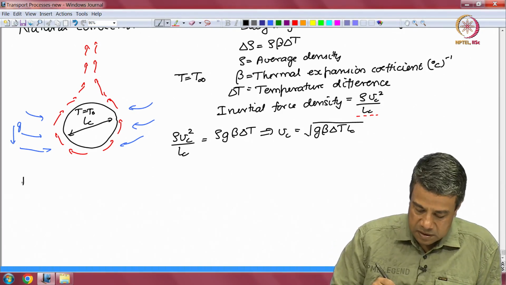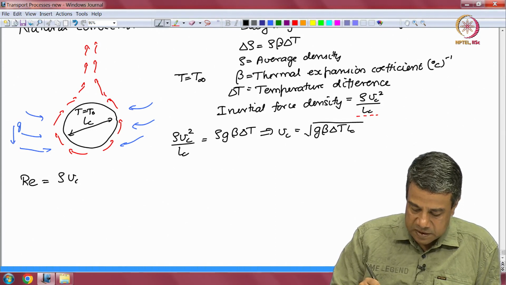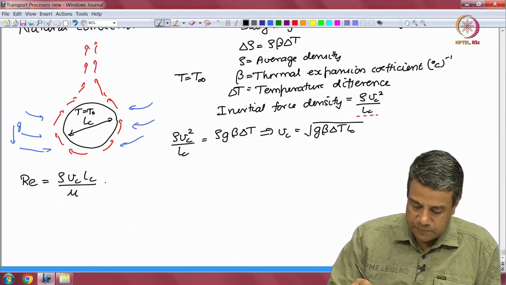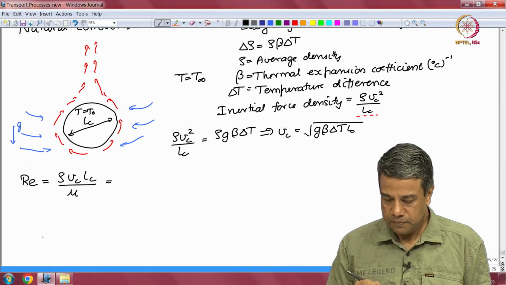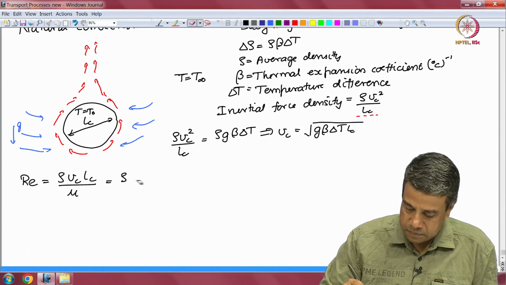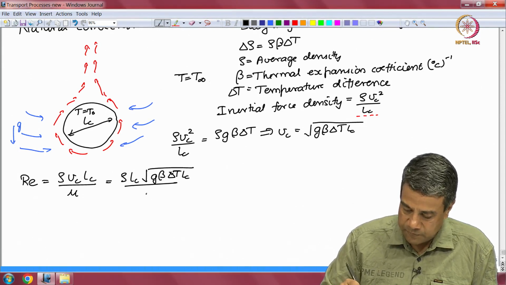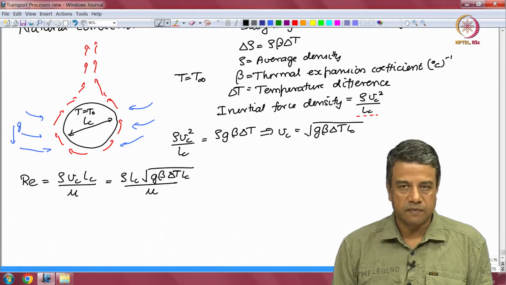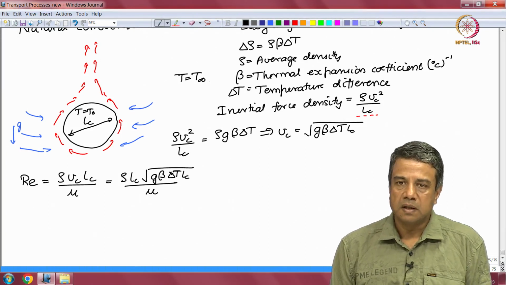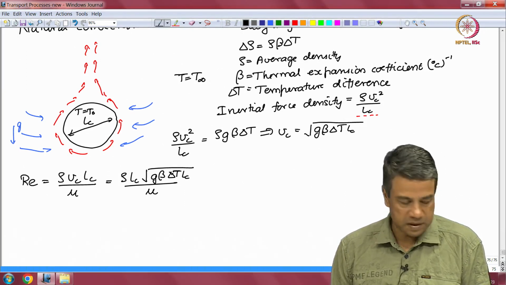Okay. So, the Reynolds number for this case is going to be equal to rho Vc Lc by mu, which is equal to rho Vc Lc root of g beta delta T Lc by mu. This is what you would get for the definition of a Reynolds number based upon the characteristic velocity generated by the gravitational force density or the buoyancy force density.